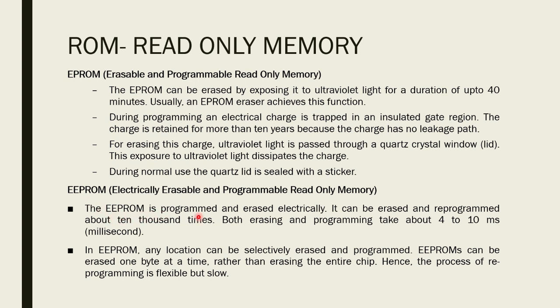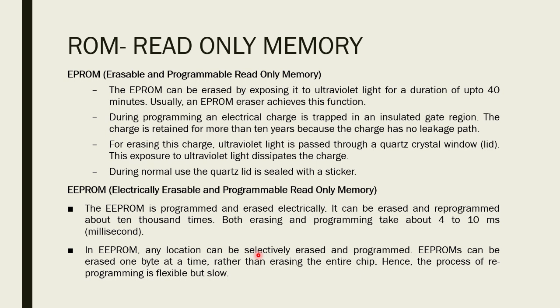The EEPROM is programmed and erased electrically. It can be erased and reprogrammed about 10,000 times. Both erasing and programming take about 4 to 10 milliseconds. In EEPROM, any location can be selectively erased and programmed. EEPROMs can be erased one bit at a time rather than erasing the entire chip. Hence, the process of reprogramming is flexible but slow.